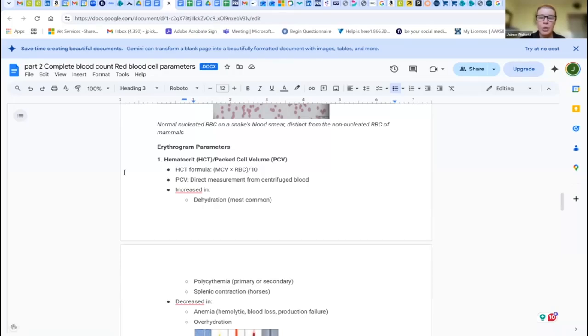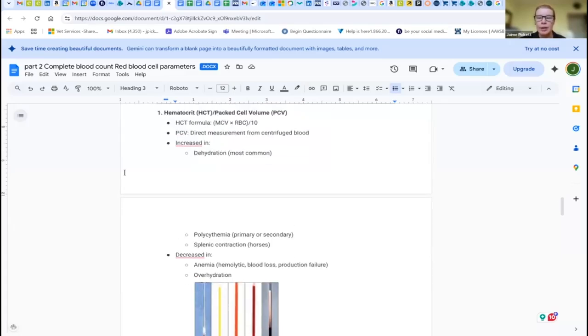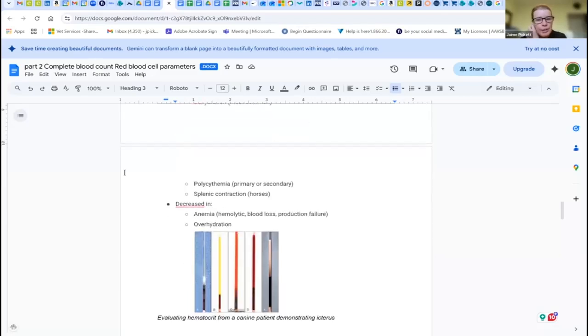So high values are usually dehydration, splenic contraction in excited horses, or true polycythemia. Low values, on the other hand, mean anemia and, in rare cases, overhydration. So you'll see a lot of increased hematocrit when they're not hydrated enough. That's the most common one we see.